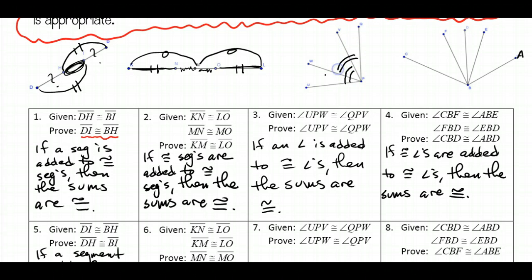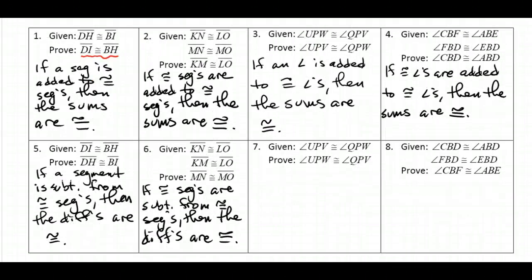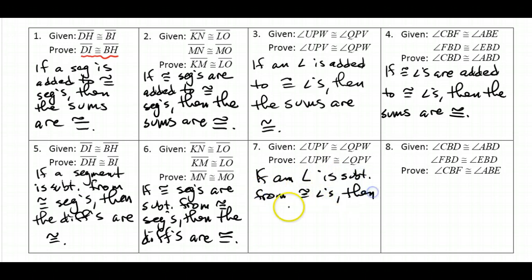Alright, so for number 7 I have UPV, so that's this angle, is congruent to QPW over here, and I want to prove that these angles on the outside are congruent. So I'm going to subtract out this angle in the middle. So if an angle is subtracted from congruent angles, then the differences are congruent.